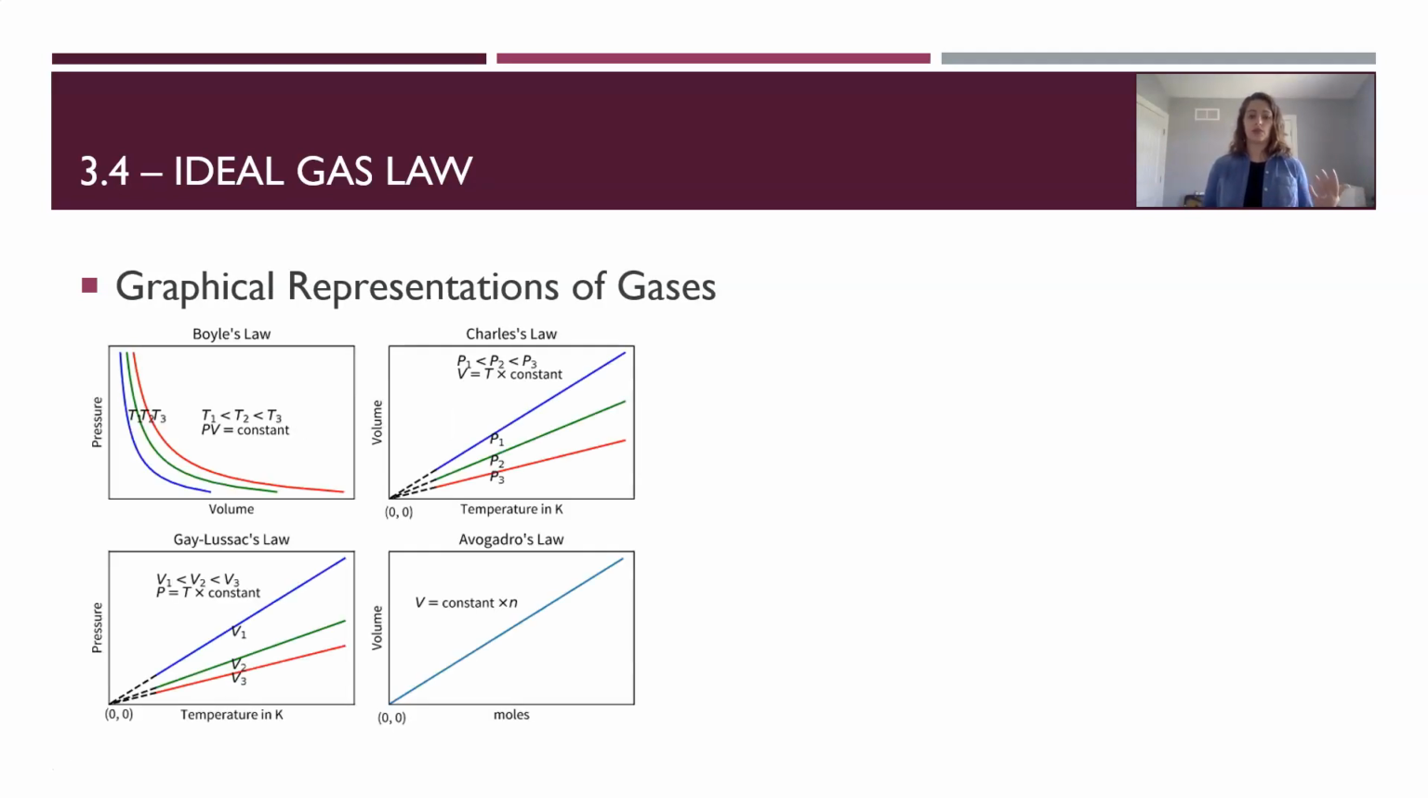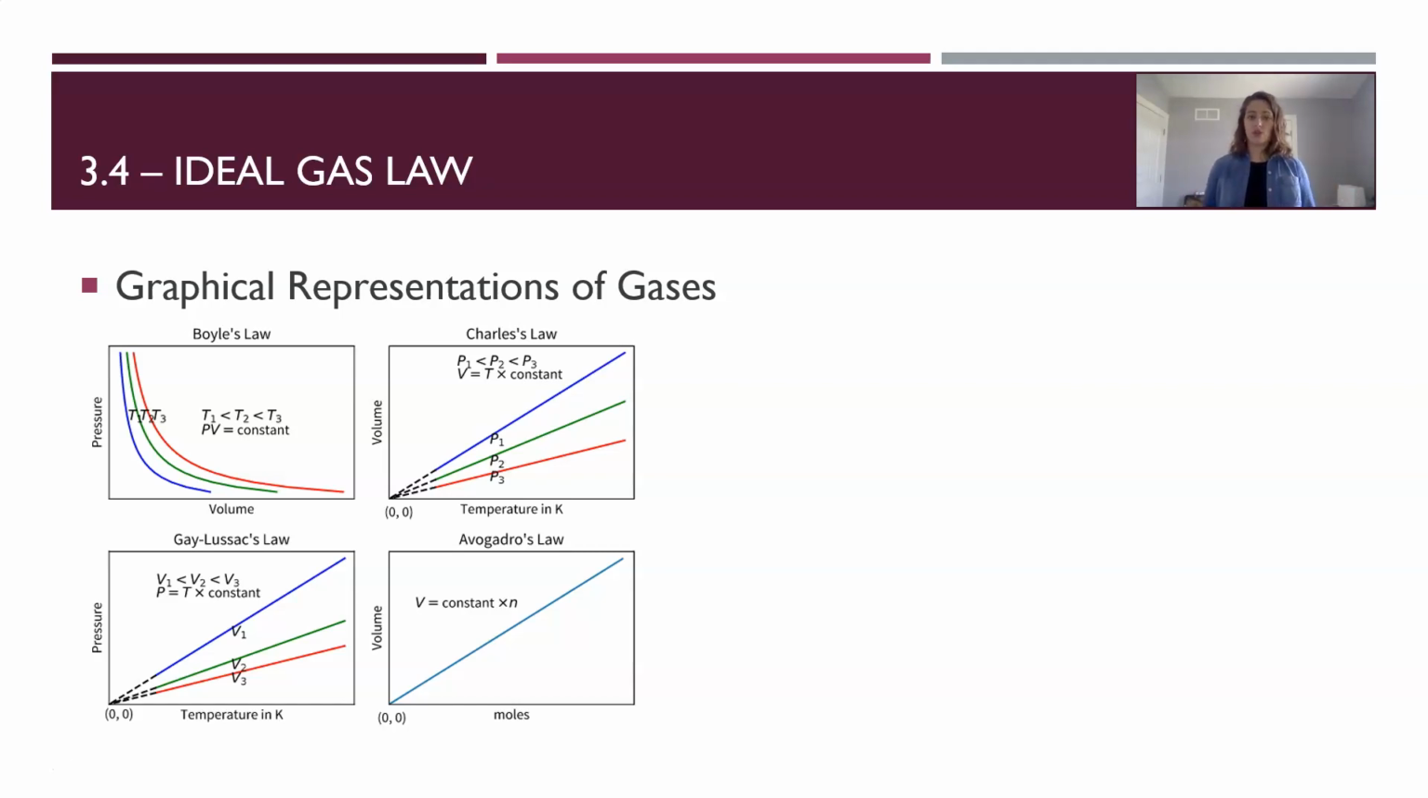When we think about these in terms of graphs, so sometimes you'll have to analyze a graph for these, we have each of our sets of conditions. So we have PV, which, like I said, is inverse, so it's going to curve. And then temperature and volume and pressure and temperature are both direct relationships, so that's going to be a straight line. And then our last one is volume and moles. So if you have a flexible container, as you add moles, your volume is going to increase because your volume is going to expand to take up more space. Same with pressure. So if you have a constant volume and you put more moles in, your pressure is going to go up in a straight line as well.